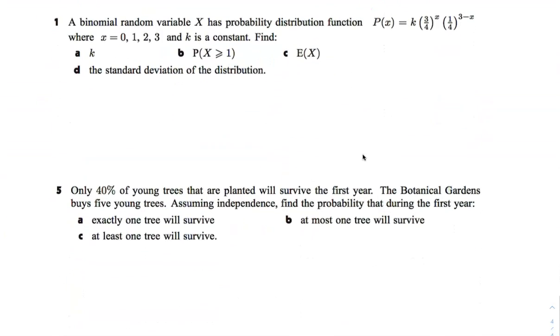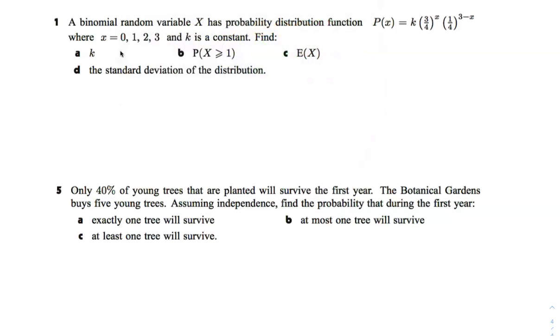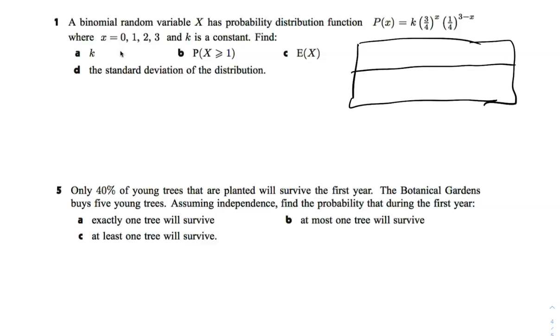Next one: binomial random variable x has a probability distribution given by this. So this is a probability distribution function where x equals 0, 1, 2, 3, and k is a constant. Find k. If you remember this one, it's a binomial distribution problem. So that means I want to make a table for this. I might just skip this one altogether because this looks to me like a long one. So this is my x, and this is my p. I've got 0, 1, 2, 3.